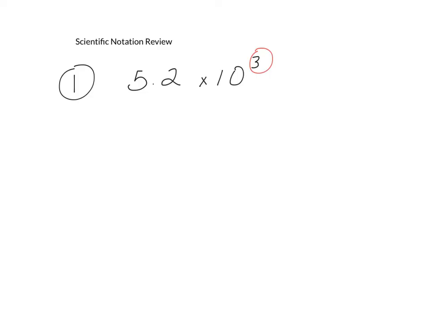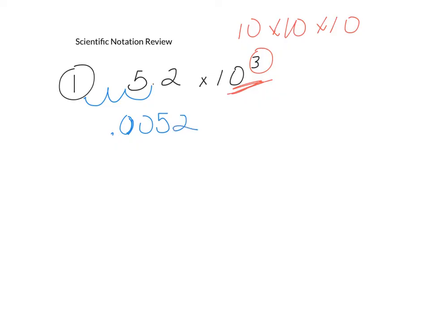But which way? Well, 10 to the third is kind of a big number. It's 10 times 10 times 10. That's a large number. So we're going to make it bigger. If I moved my decimal point this way, 3 spots, I would end up with this really small number, which doesn't make any sense. So that tells me to move it the other way.